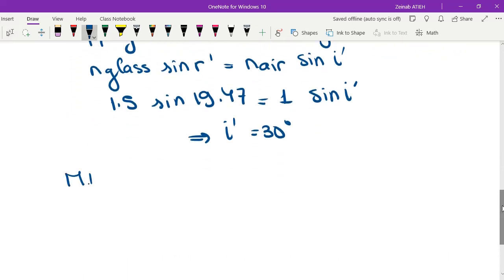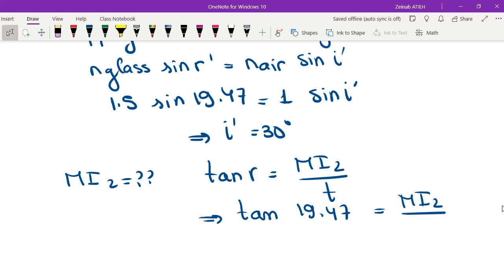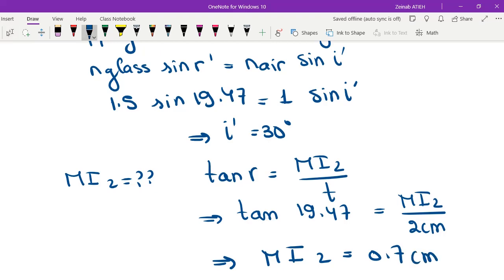So let's find MI2, which determines the position of I2. Tangent R equals MI2 over T. T is the thickness, so tangent 19.47 equals MI2 over T, which was 2 centimeters. If I leave it in centimeters, MI2 comes out in centimeters, it's okay. So calculate that and you will get MI2 equals 0.7 centimeter. Now let's move to the second part.